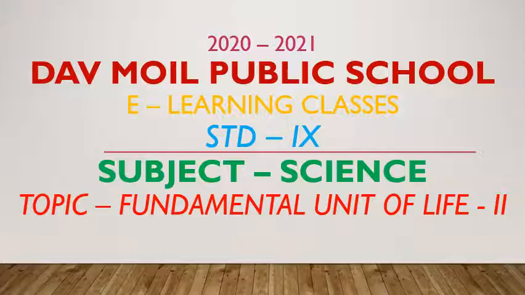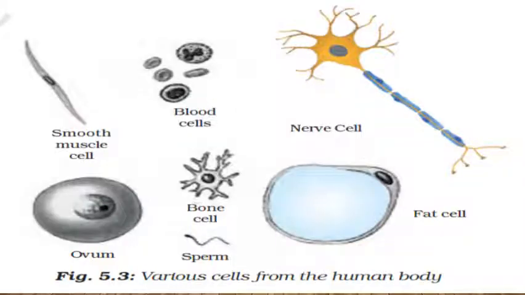Subject: Science. Our topic today is Fundamental Unit of Life. What is a cell made up of? What is the structural organization of a cell? We saw above that the cell has specialized components called organelles. How is a cell organized?